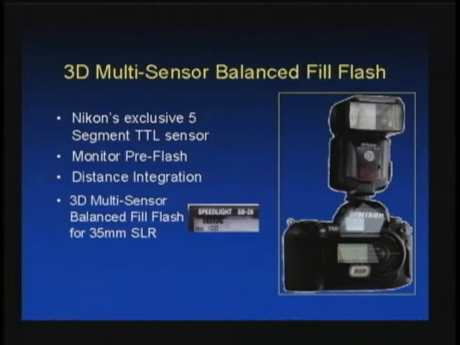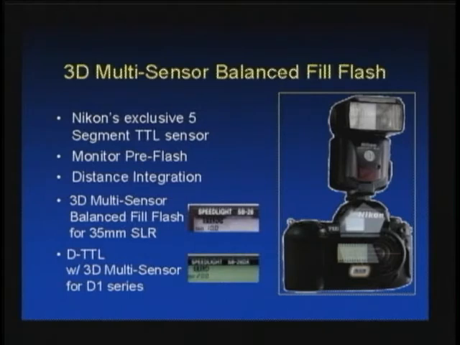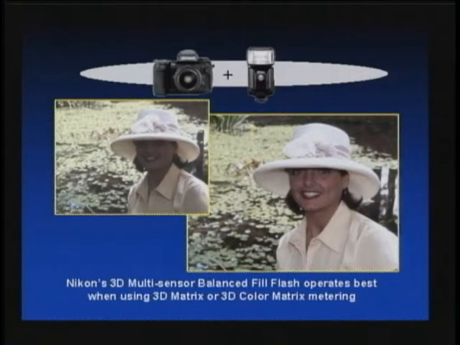When you use our SB28 Speedlight along with one of our 35mm film cameras, you'll see that symbol on your Speedlight LCD. You'll see the words TTL and you'll see the little multi-sensor symbol. When you're shooting with a D1 series camera, you'll see the TTL and you'll see a D nomenclature next to it, and you'll also see the multi-sensor symbol as well, indicating that you're ready for DTTL for digital cameras with 3D multi-sensor fill flash.